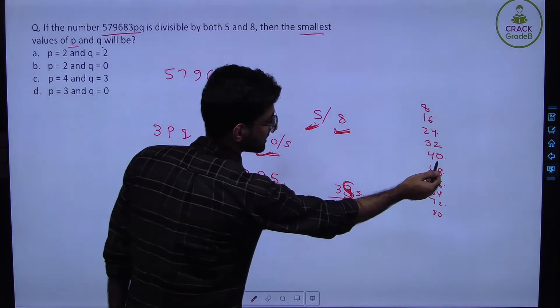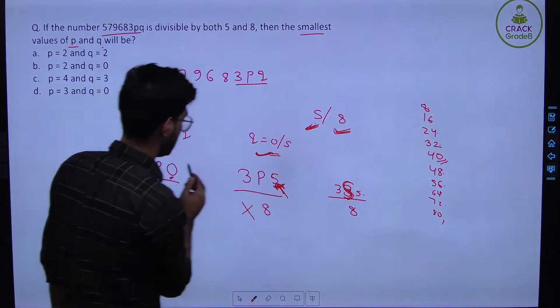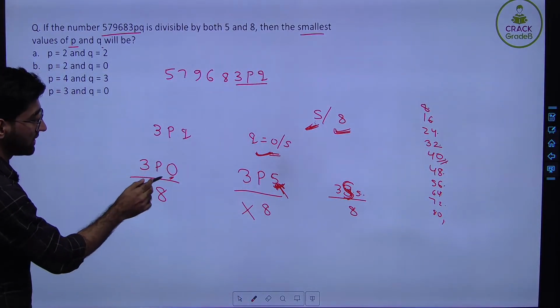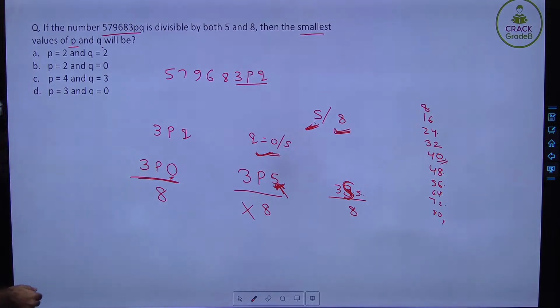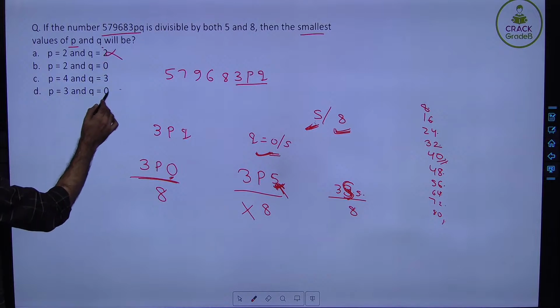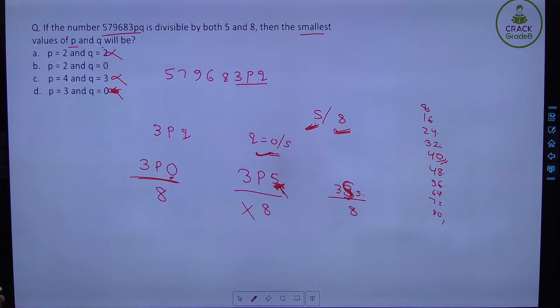Obviously you can notice that 3P0 is divisible by 8. Now 0 means the value of Q is 0, so obviously we will be able to eliminate this option, right? Now the possible values of P are 2 and 4. See, 320 and 340. Now notice 320 is divisible by 8, but 340 is not divisible by 8.